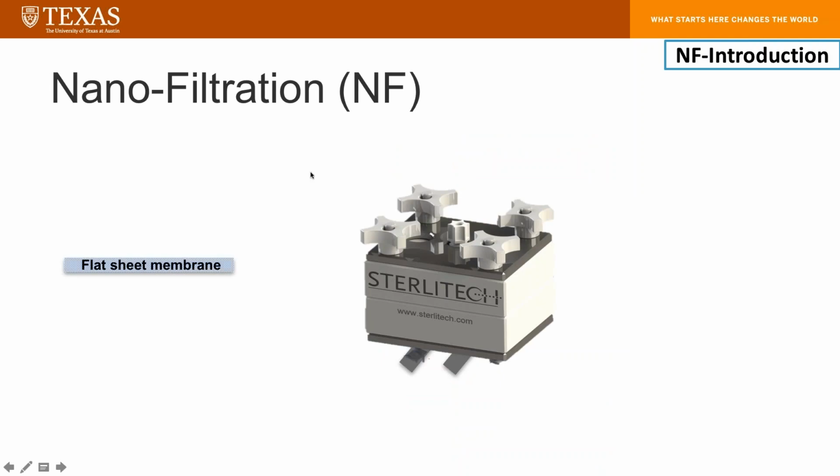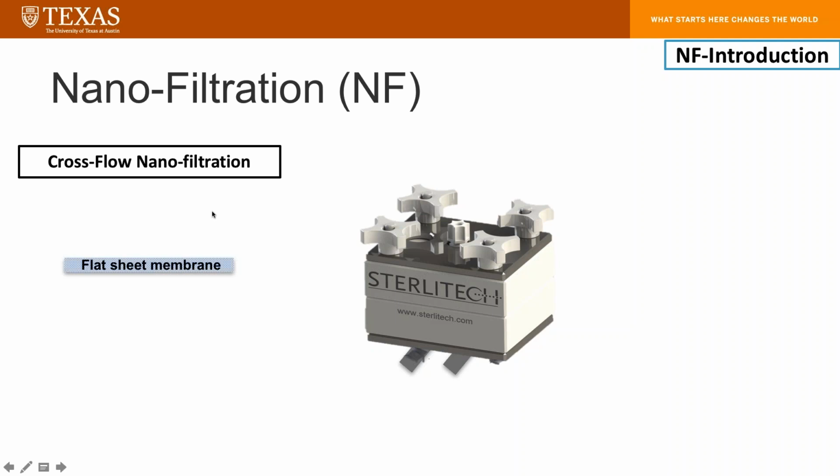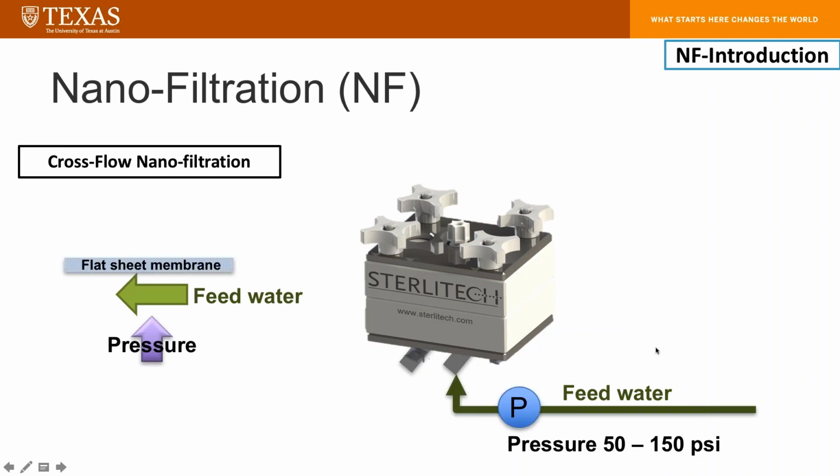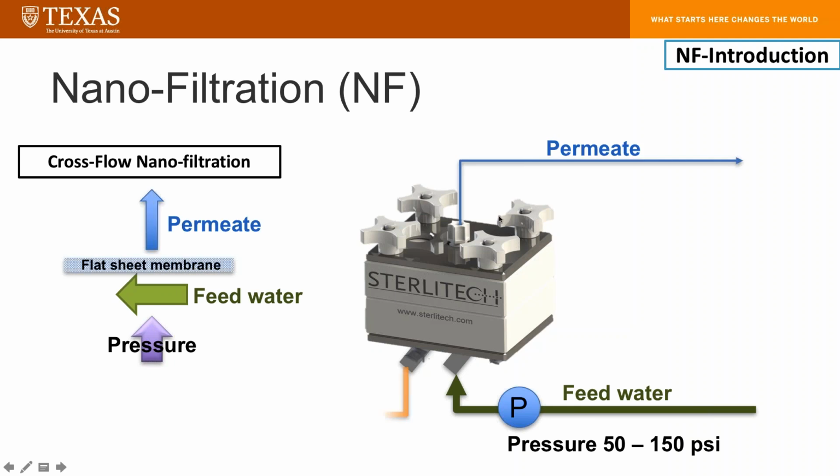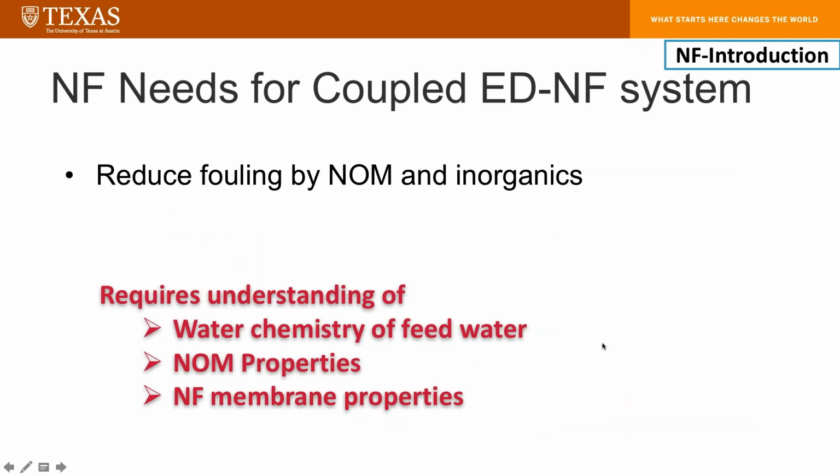The next thing is the nanofiltration part. Here is the nanofiltration stack. I use a flat sheet membrane and cross-flow nanofiltration. I supply the feed water and then supply the pressure. Then the water passes through the membrane and I can collect the permeate this way, and the concentrate at the bottom. For the coupled ED-NF system, I need to reduce the fouling by NOM and inorganics. So it requires understanding of the water chemistry of the feed water, NOM properties, and NF membrane properties.